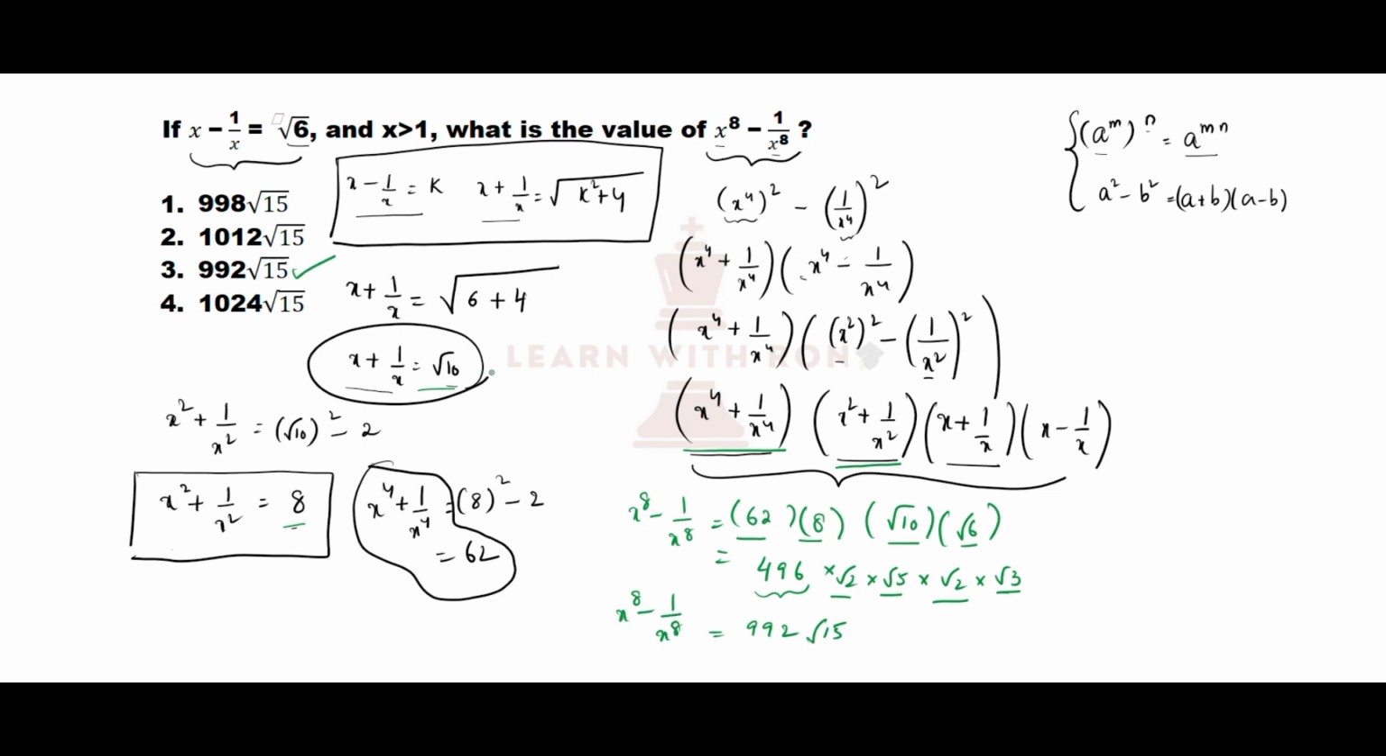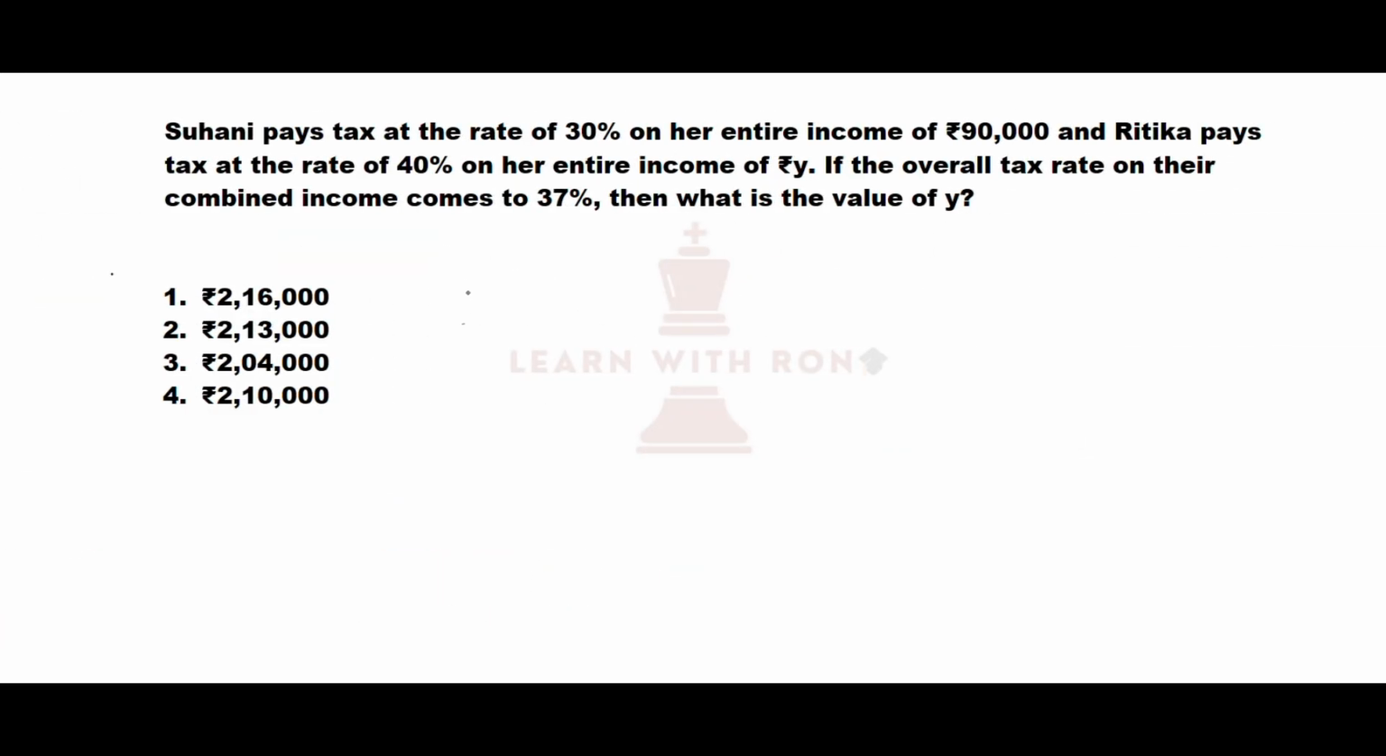Let's see our next question. See this question here. This question can be done in two ways. One is allegation method and another is normal method. So let us see first allegation method. See what they have given.